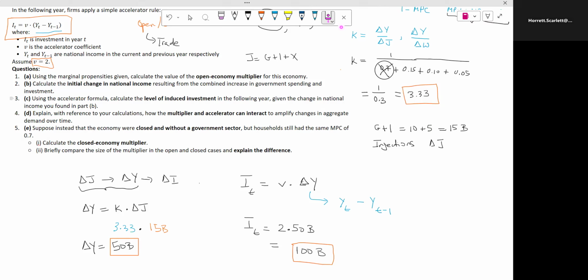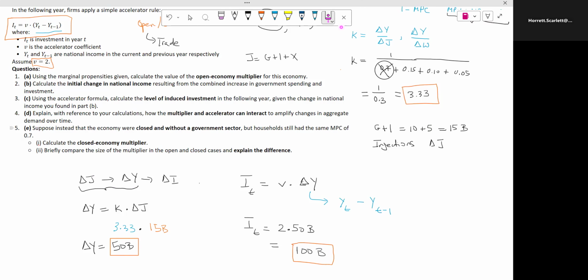All right, now it asks us to explain with reference to the calculation how the multiplier and accelerator can interact. Well, that's what I pretty much just explained in terms of going through the formula and showing the interaction between the change in injections, which drives the change in national income, which drives the change in investments.